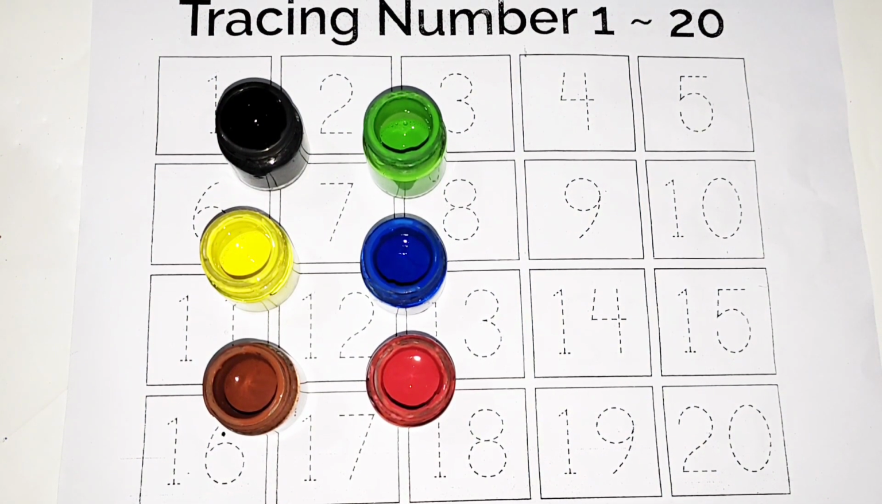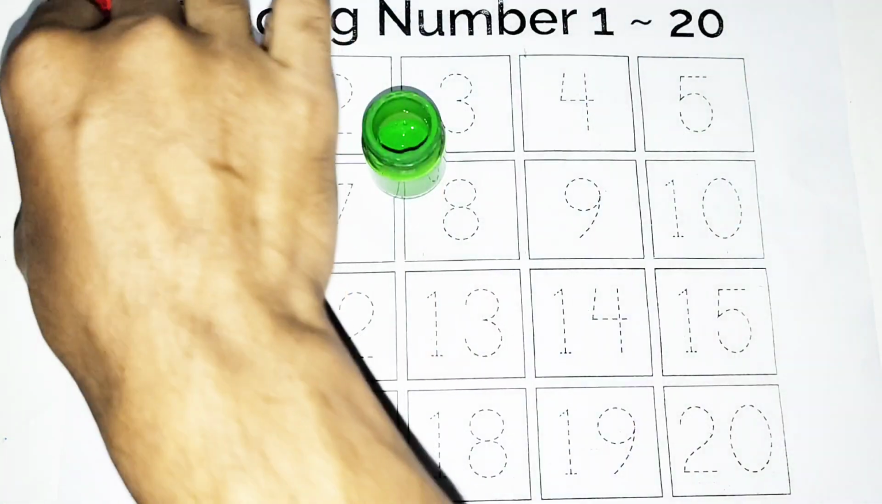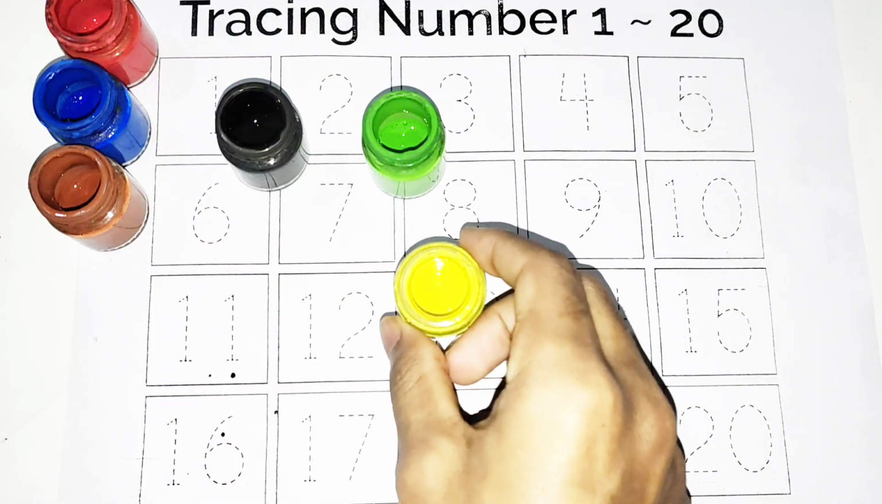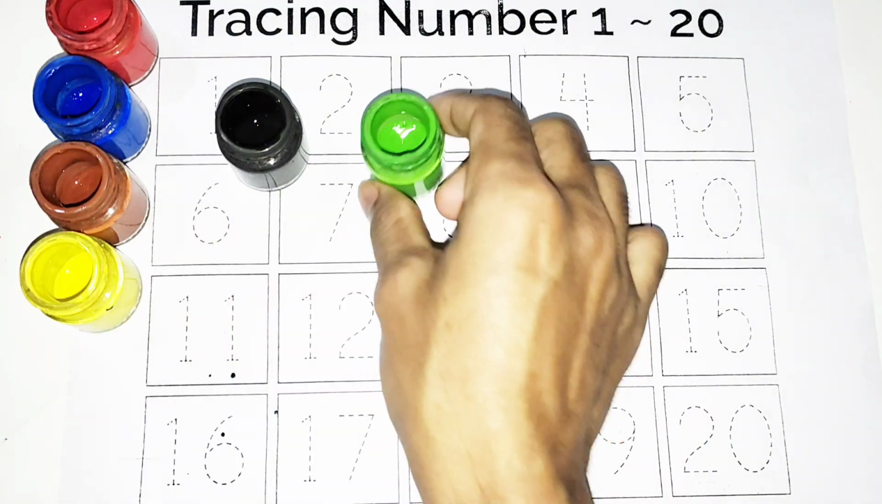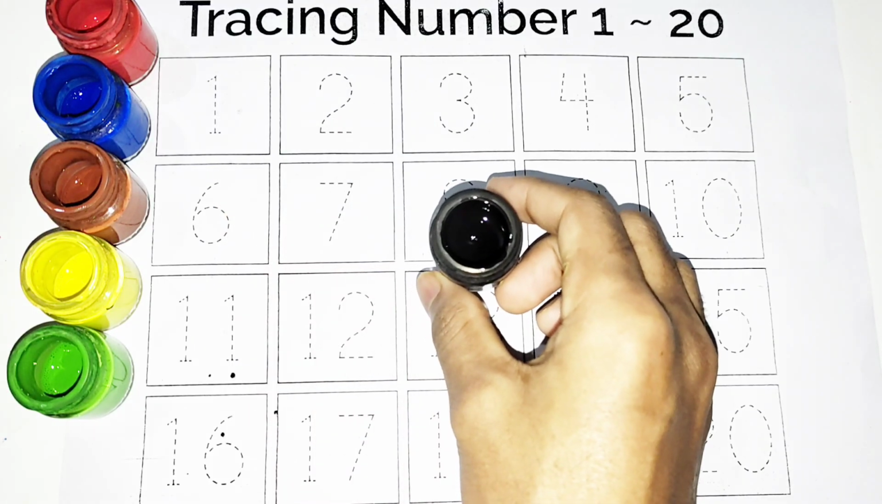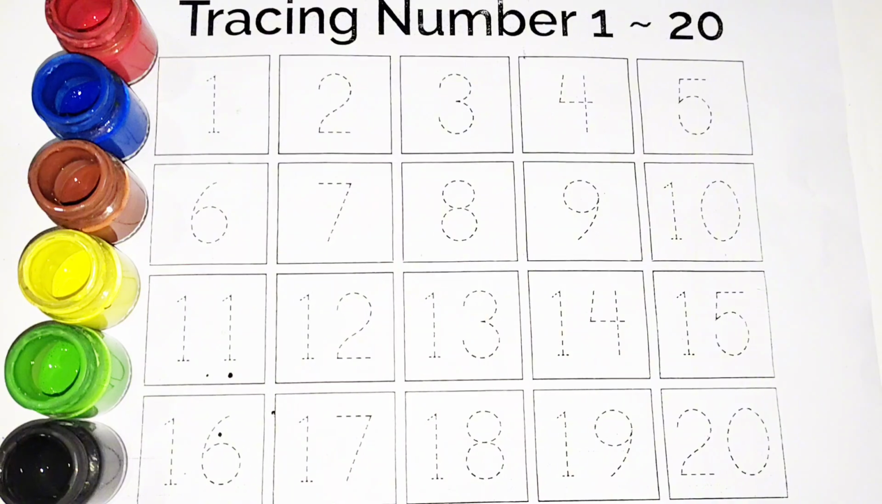Today we are coloring numbers. Red color, blue color, brown color, and the next one is yellow color, green color, and the last one is black color. Kids, now we draw and color numbers.